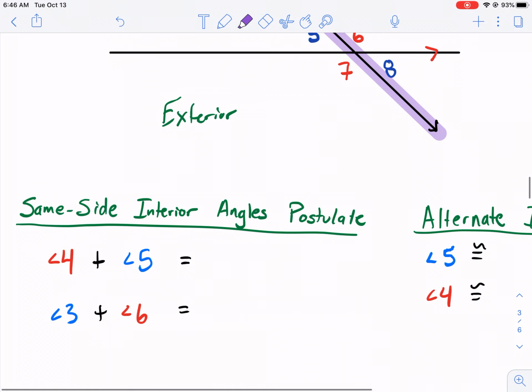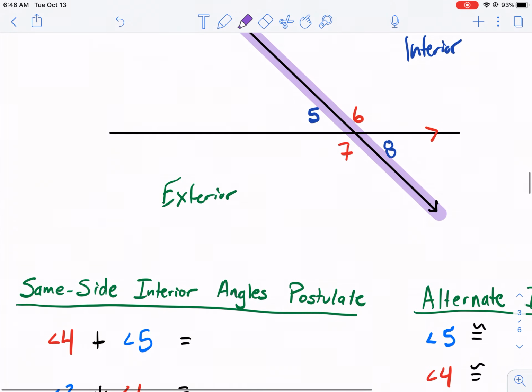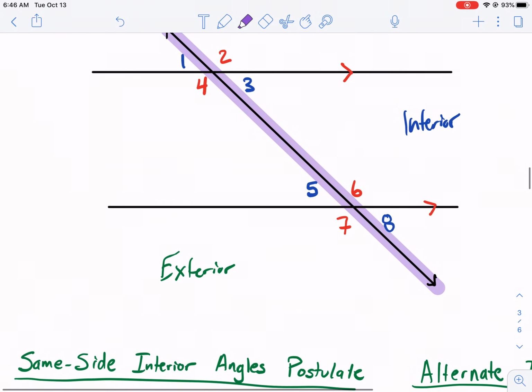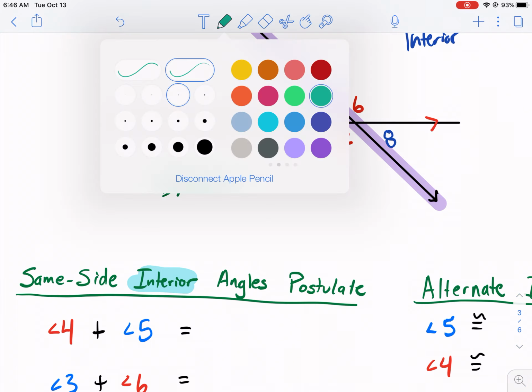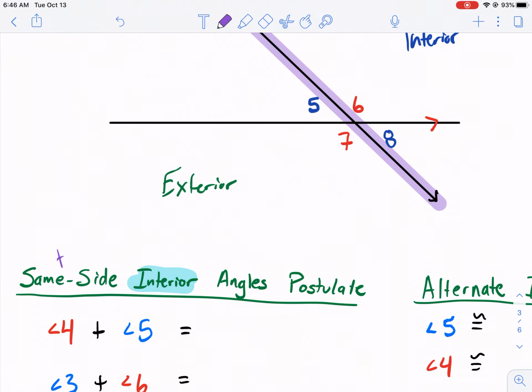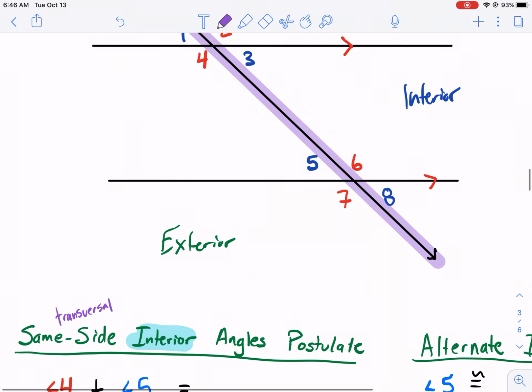Now, if we're talking about alternate, same side, interior. Okay, that's the other thing. So now we're talking about interior angles. We're talking about the interior space. So same side of the transversal. I talked about this in the other video too, but I just wanted to review. Same side of the transversal, and then we're talking about the interior space.